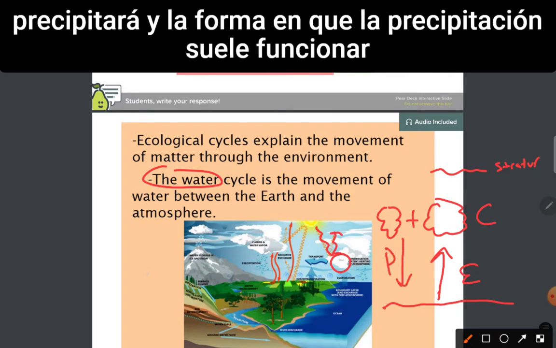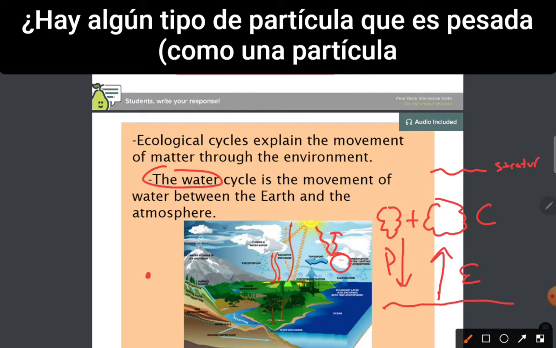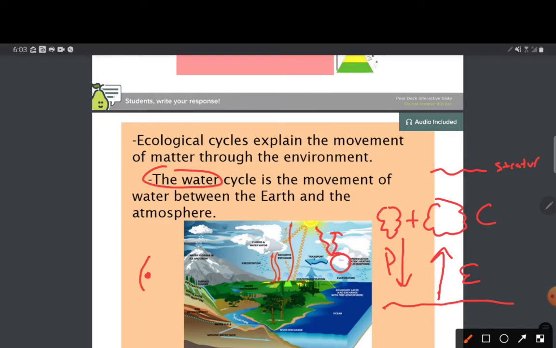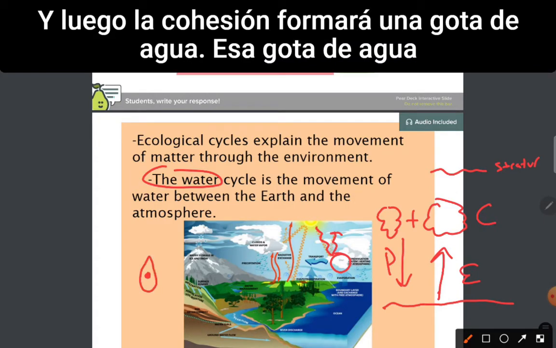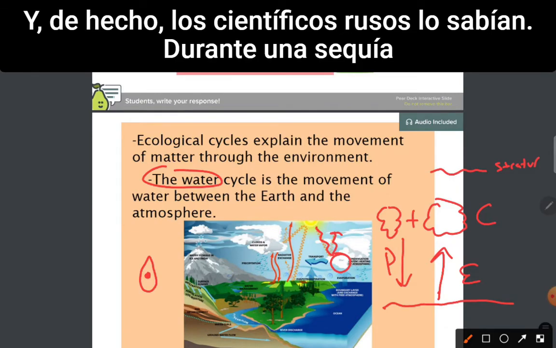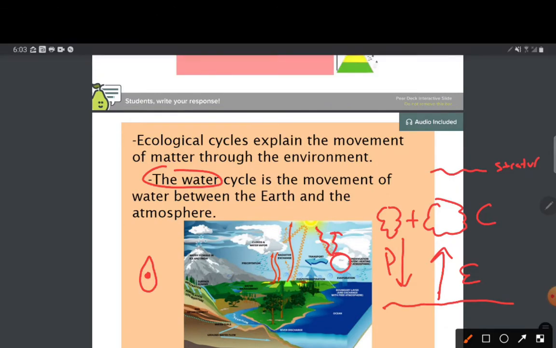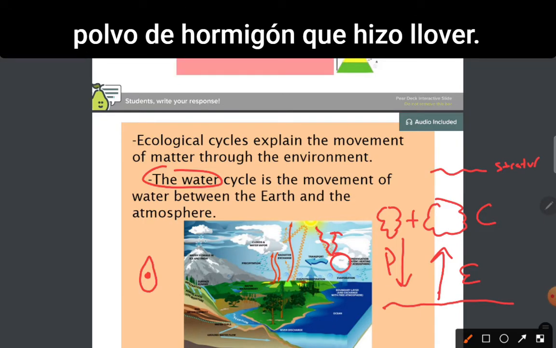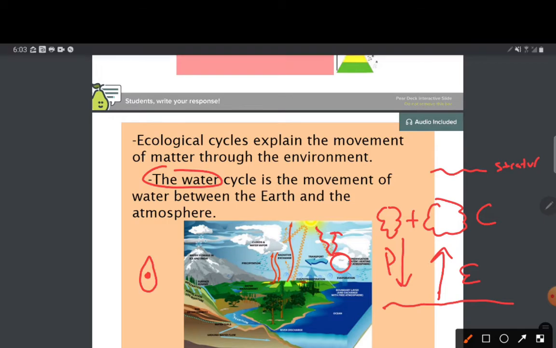And the way precipitation usually works is there's some sort of particle that's heavy, like a particle of dust, and we will get adhesion to that. And then cohesion will form a water droplet. That water droplet is too heavy to remain in the air, and it will fall as rain. And actually, Russian scientists knew this during a drought. They took a jet, and they flew it overhead, and they sprayed concrete dust, which made it rain.